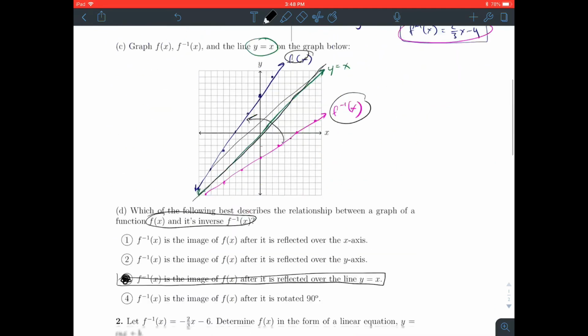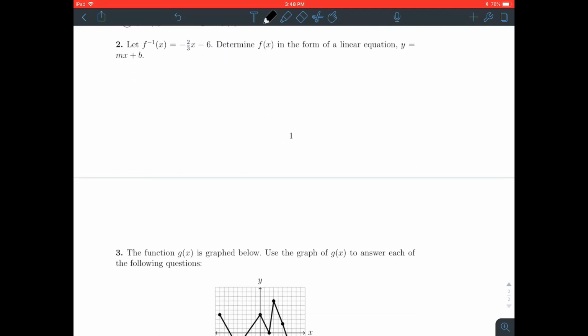For problem number 2, it looks like that's a typo, right? Oh wow, that was all problem 1. Problem 2, let f inverse of x equal -2 over 3x minus 6. Determine f of x in the form of a linear equation y equals mx plus b. So this one's a little bit weird looking because you start with the inverse. However, as we learned in class, the process is exactly the same when you start with the inverse for finding the original function as when we did the opposite in the above problem.